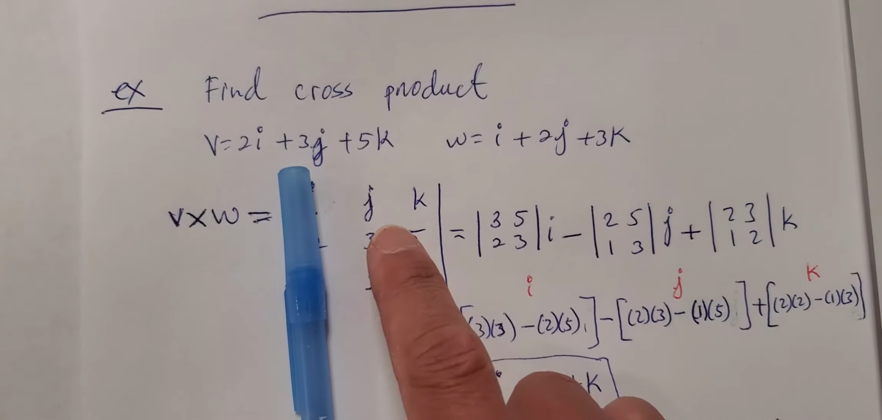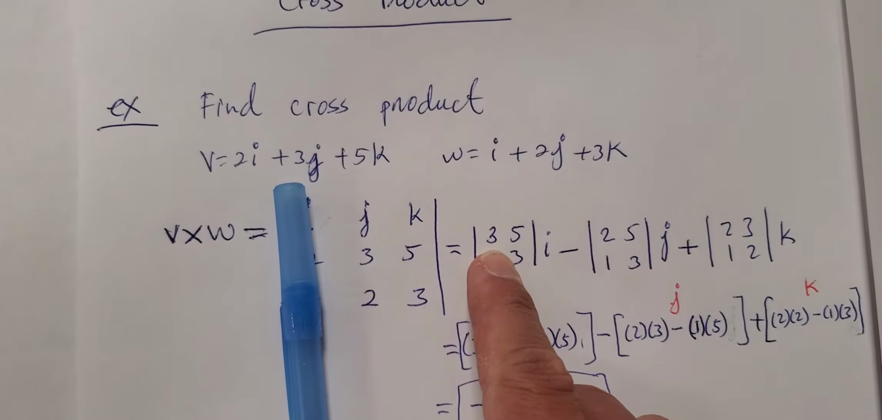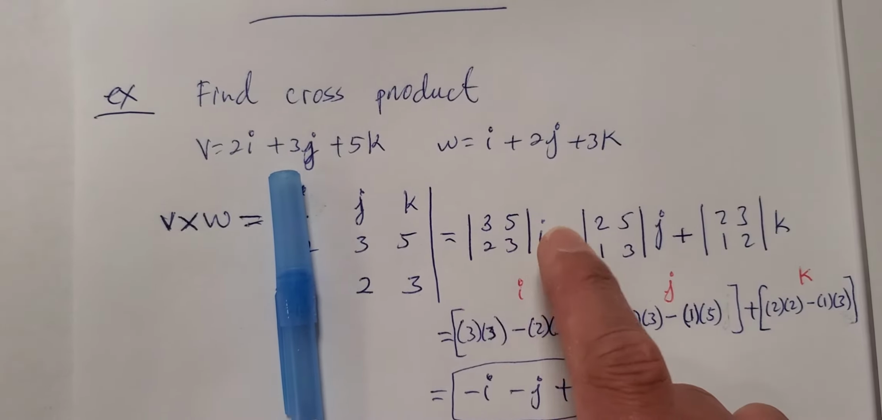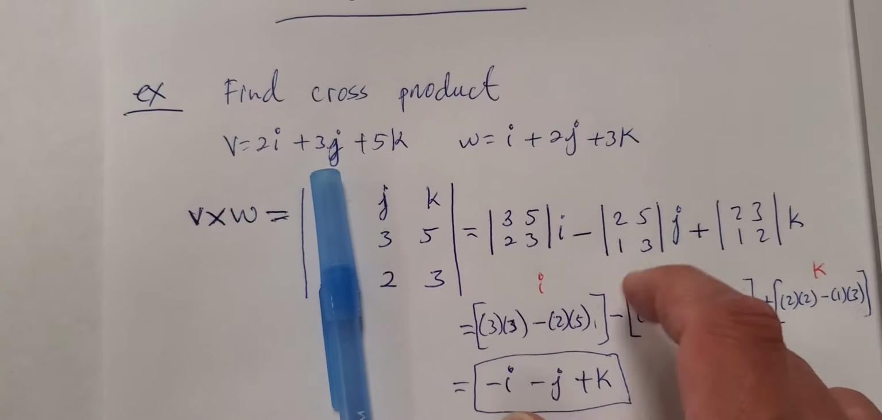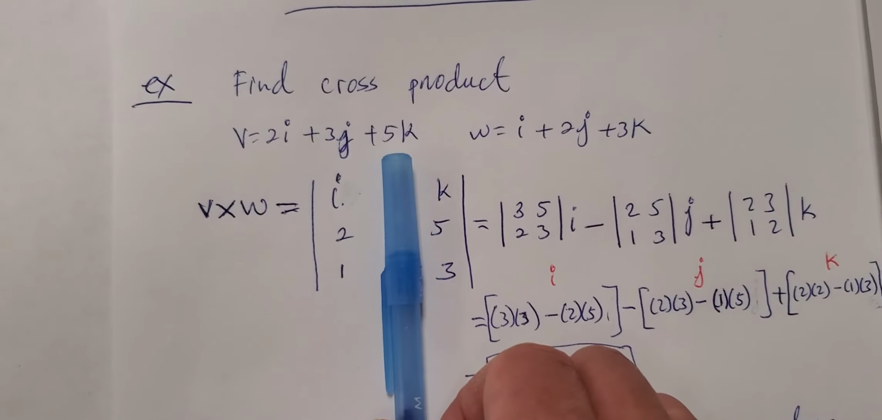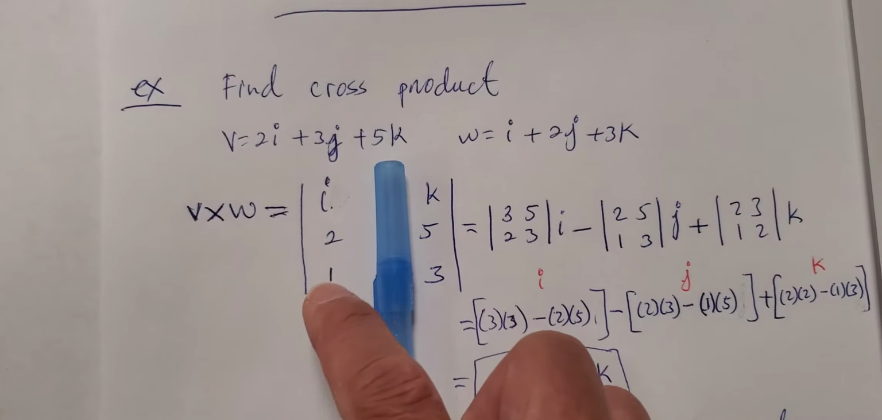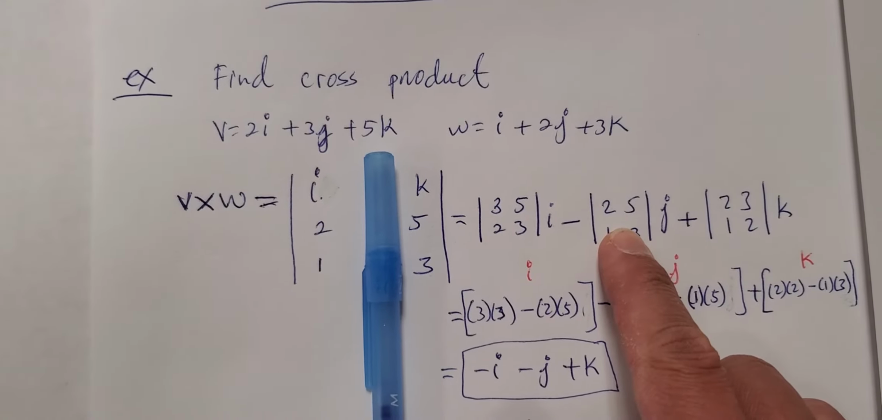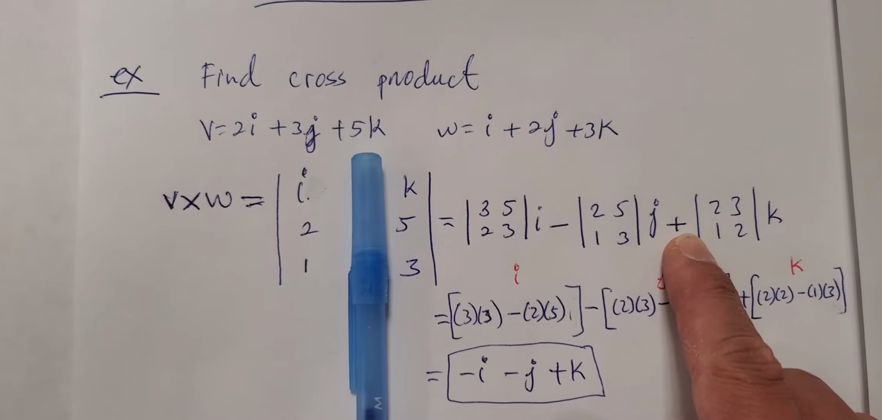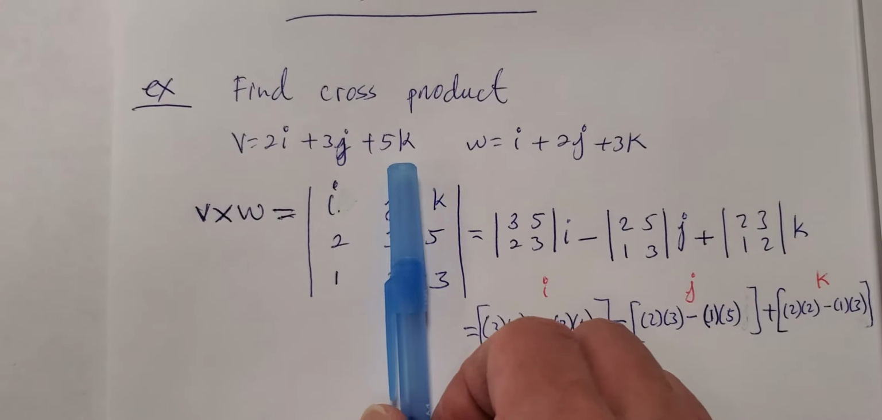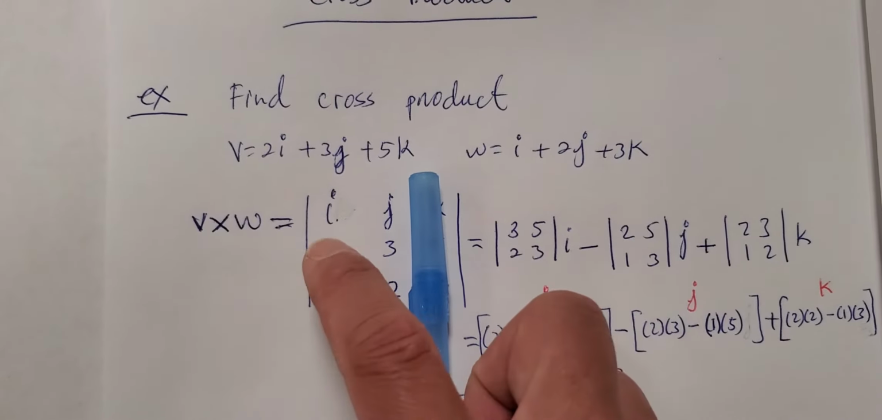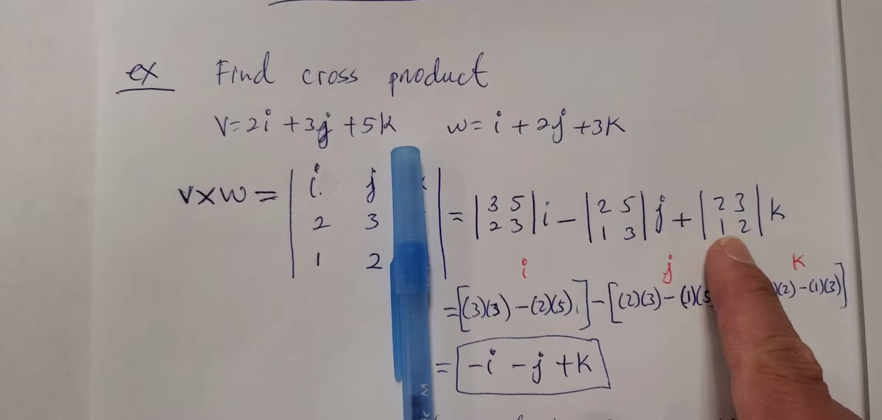And then you have 3, 2, 5, 3, which is here, followed by a minus, always a minus. Now we're looking for the j column, so block out the j: 2, 1, 5, 3, which is here, followed by a plus. Find k, so block out the k: 2, 1, 3, 2, which is here.